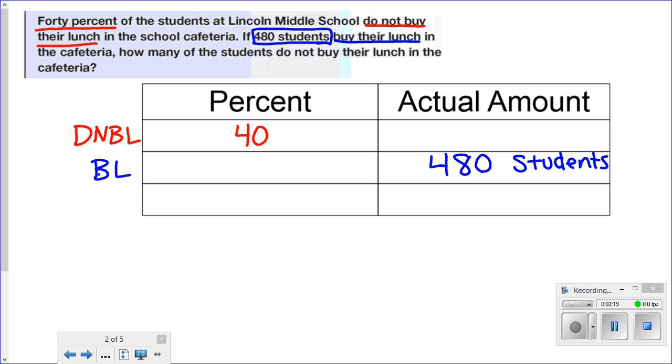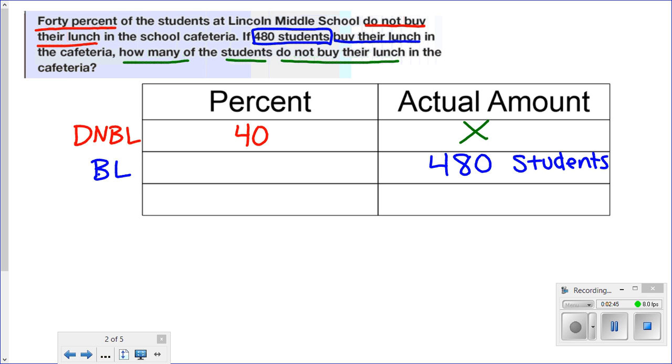It might help you remember what your label is: in the cafeteria. How many of the students do not buy their lunch in the cafeteria? So that helps you figure out what you are looking for. And what we are looking for is how many students do not buy their lunch in the cafeteria. We could just put an X in the box we are looking for. So that's the one we are trying to find.